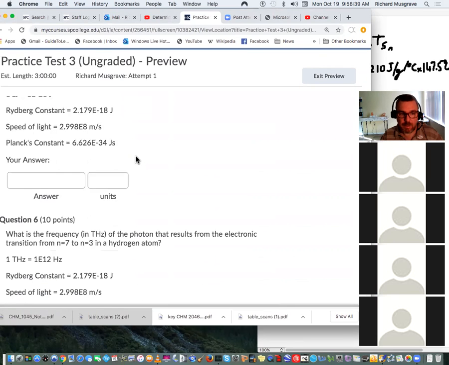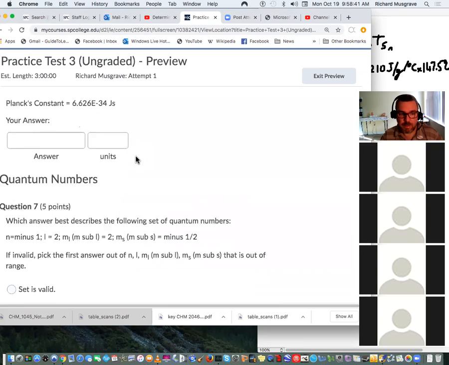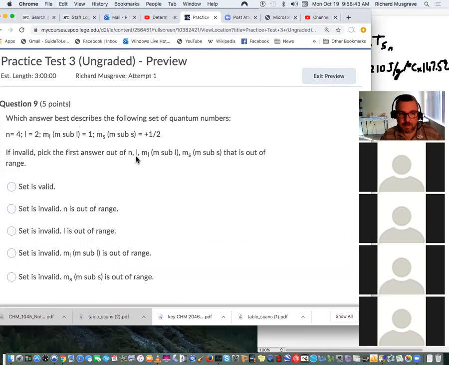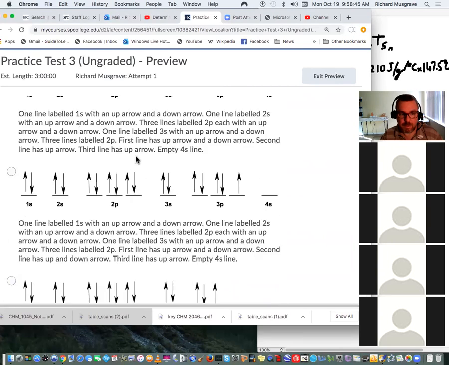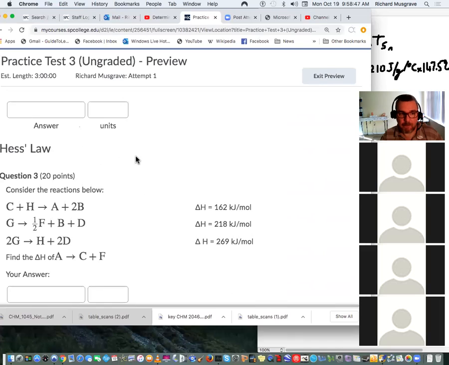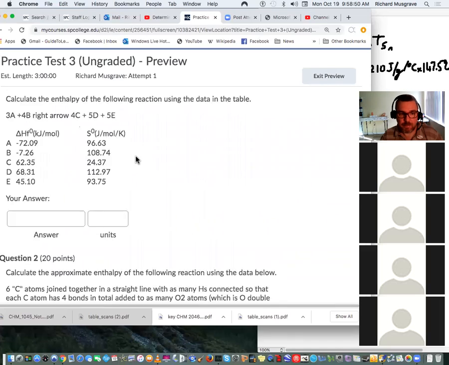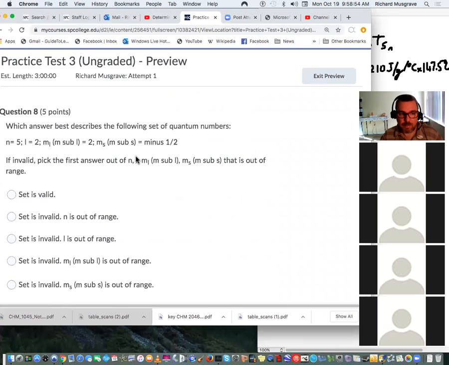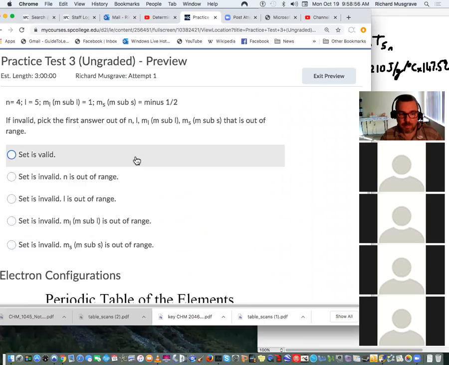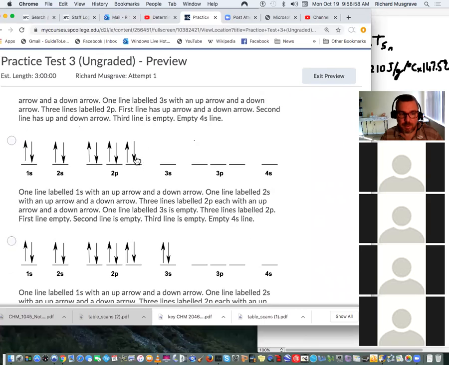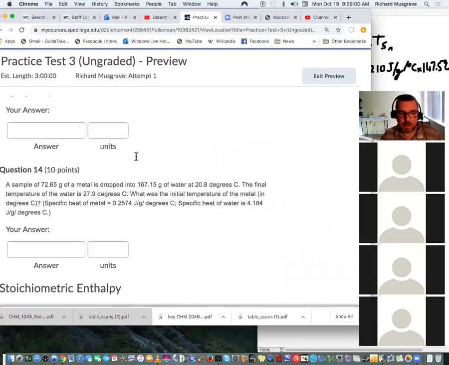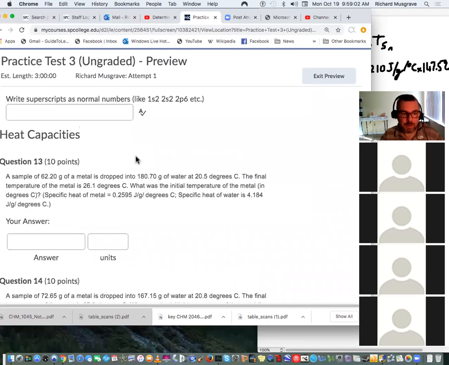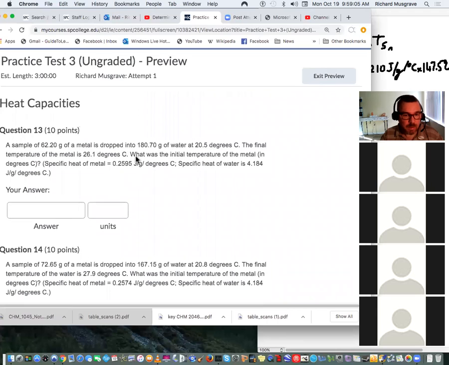Let's see. So we're looking at the question. I just have to find it here. Where is it? It must be further down here. Here we go, heat capacities. So it's questions 13 and 14.